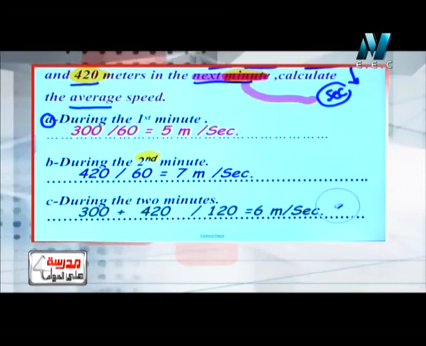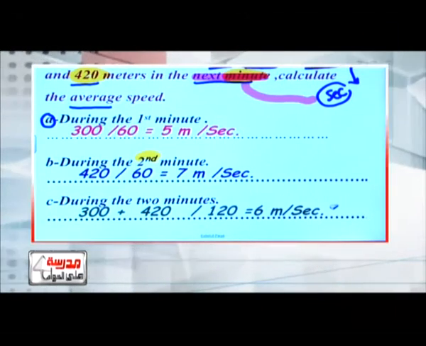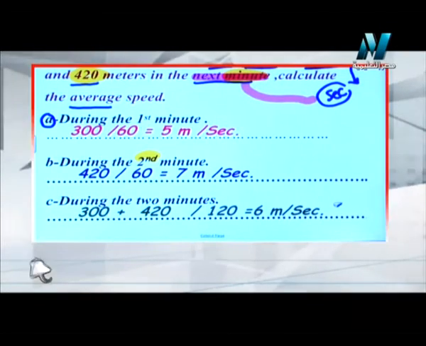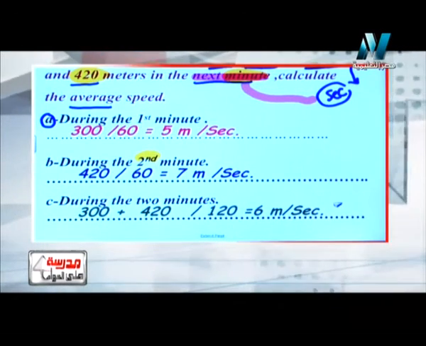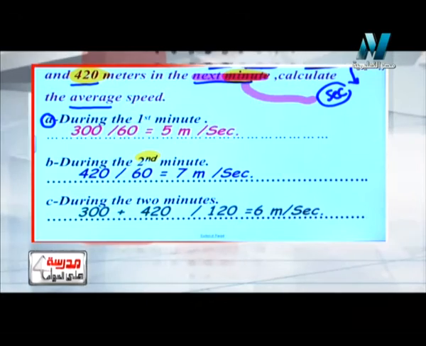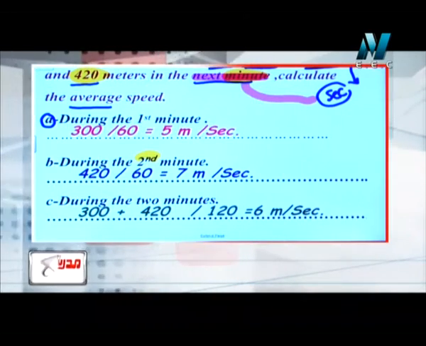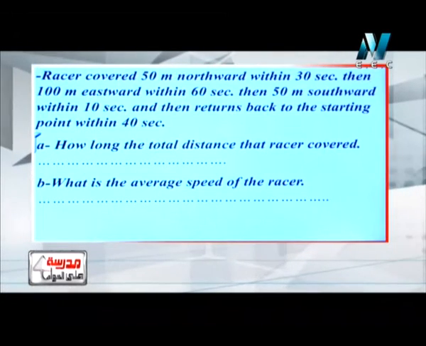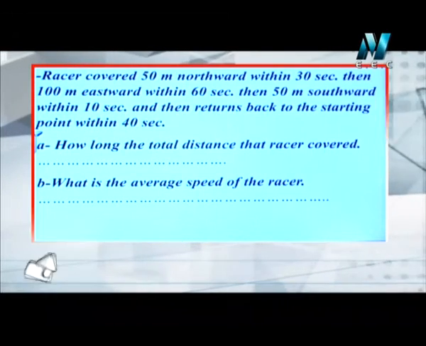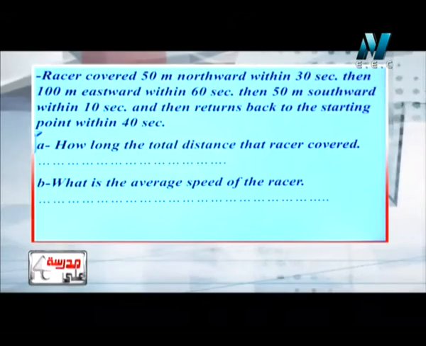So dear students, we can know the average speed in any time in number 1, A, B, and C, from this type of problem. Here we have another type of problem, according to different distances and different periods of time.